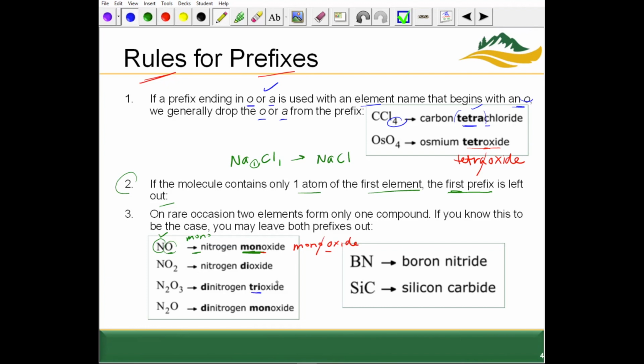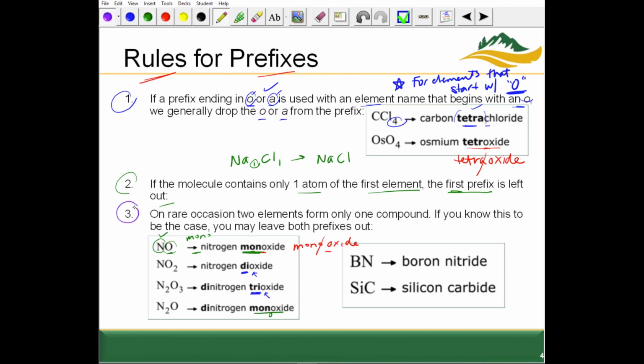Notice that for tri, that prefix does not end in an O or an A, so we actually keep the full prefix here, so trioxide. So this rule applies if we have a prefix with an O or an A. But if it ends in an I, we can go ahead and write that full prefix, even though this element does begin with a vowel. Notice here as well, dioxide, so this begins with an O, and we keep the full prefix there. So this rule number 1 is primarily for elements that start with O, so the letter O. Here's an example again where we drop that O in the prefix, so monoxide.